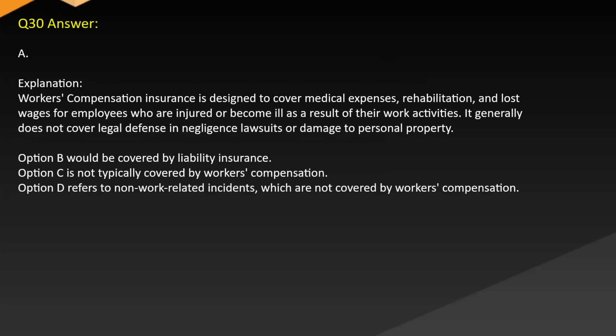Answer A. Explanation: workers' compensation insurance is designed to cover medical expenses, rehabilitation, and lost wages for employees who are injured or become ill as a result of their work activities. It generally does not cover legal defense in negligence lawsuits or damage to personal property. Option B would be covered by liability insurance. Option C is not typically covered by workers' compensation. Option D refers to non-work related incidents which are not covered by workers' compensation.